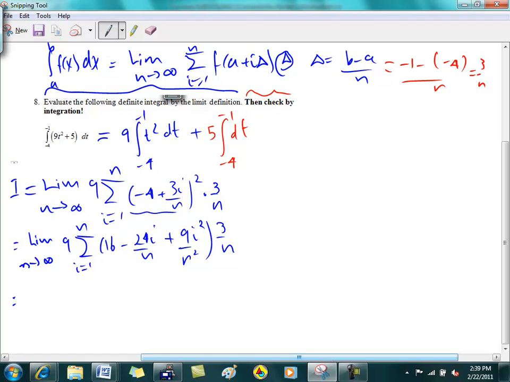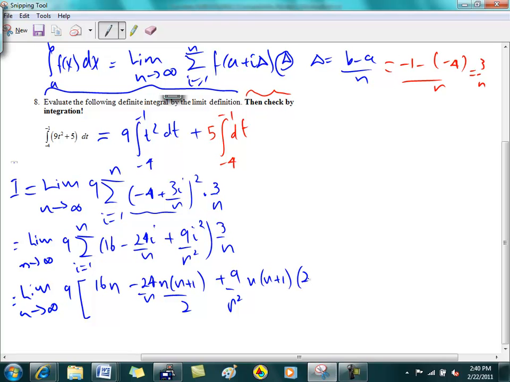So you should really know those formulas, although you're allowed to bring in the summary sheet, so feel free to use that. So this becomes limit n goes to infinity of 9, and the sigma sign is now going to be replaced by those formulas, okay? So I'm going to have 16n minus 24 over n times n times n plus 1 all over 2 plus 9 over n squared times, let's see, what was that formula? n times n plus 1 times 2n plus 1 over 6, and everything is multiplied by 3 over n, okay?